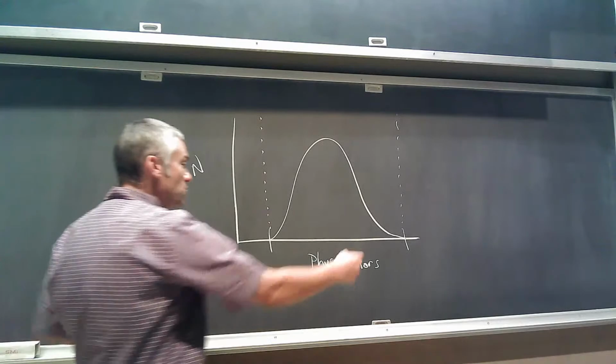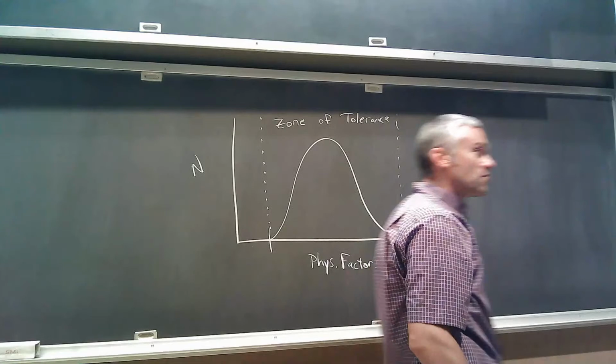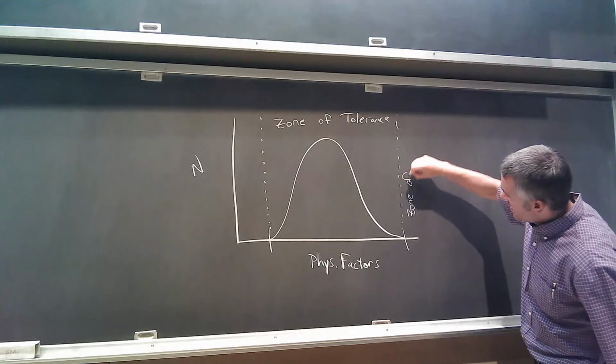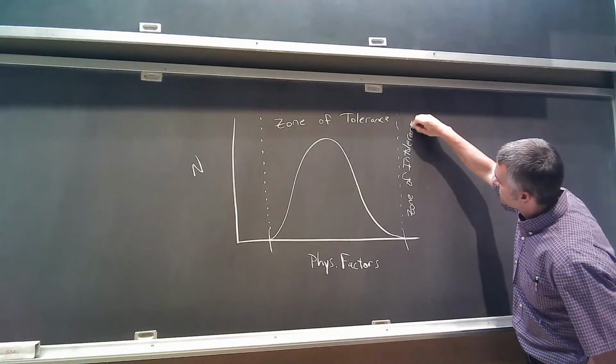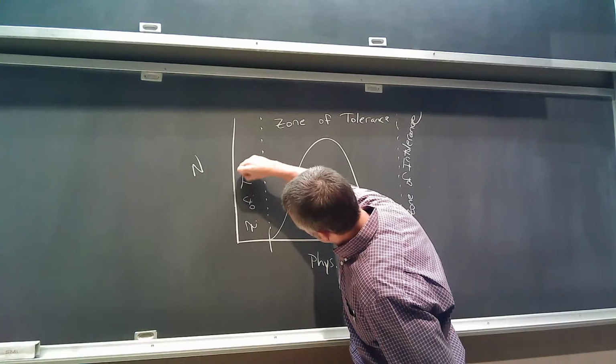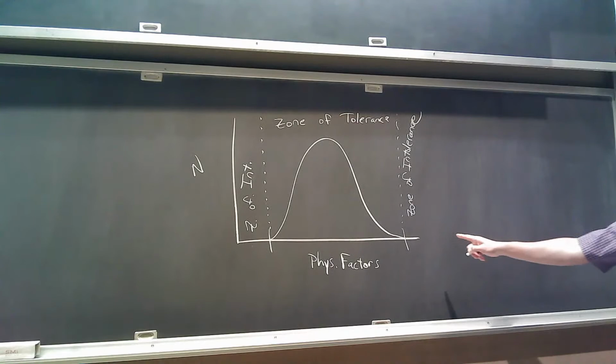So anywhere between these two points represents our zone of tolerance. Our organism can tolerate those temperatures between those upper and lower bounds. They can survive. Outside, we have our zone of intolerance. And we've got two of them. We've got our upper and lower one. We're intolerant, we can't survive there. If we're there, we die. If we're between our upper and lower bounds, we can survive, we're in our zone of tolerance.